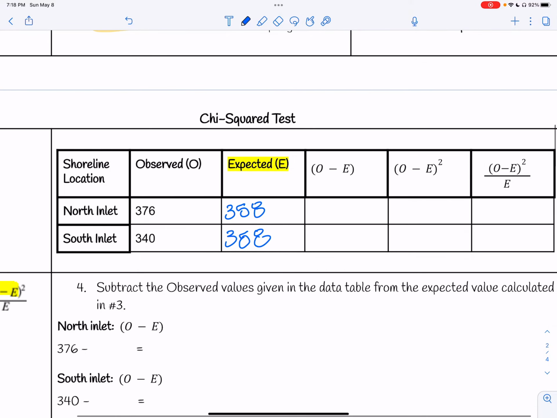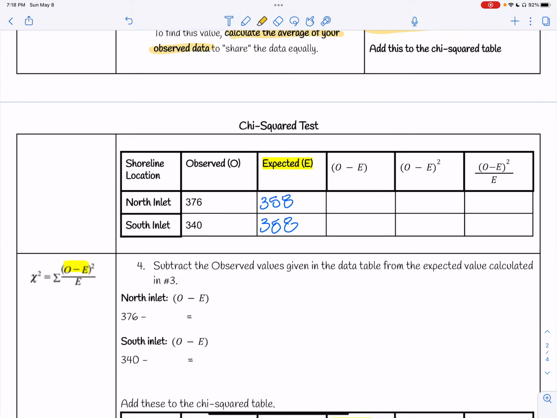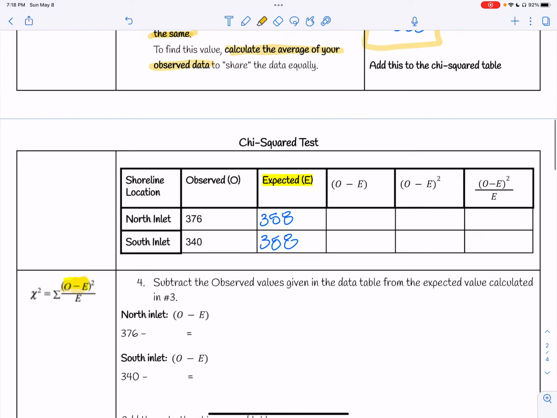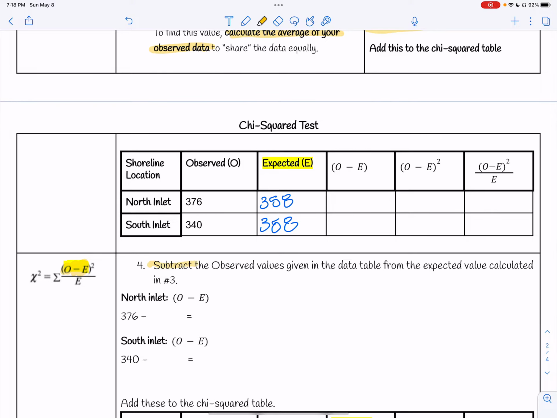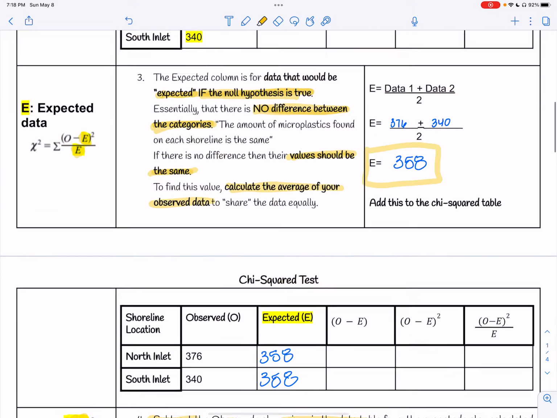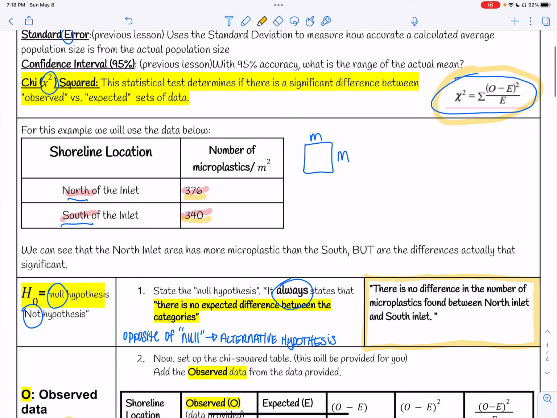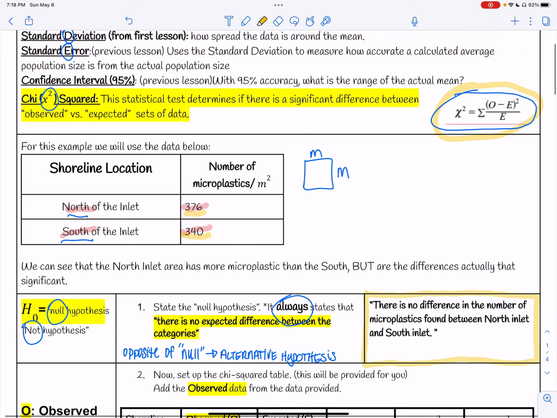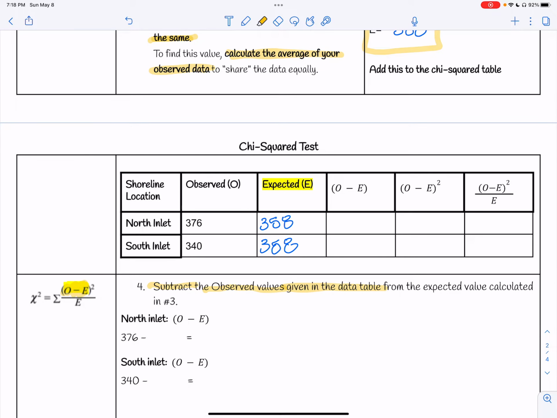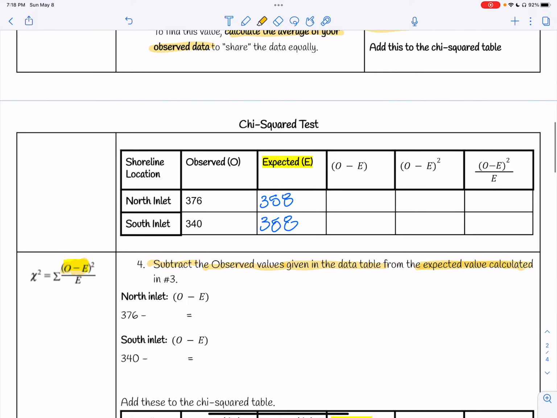All right. The next step is going to be this part, the O minus the E. So subtract the observed values that are given in the data table. They were given right here. You will subtract the expected value that you just calculated in the last step from the observed value. So you'll have 376, which is the observed value in the north inlet, and we'll take 358 from it. Same for the south inlet, 340 minus 358.